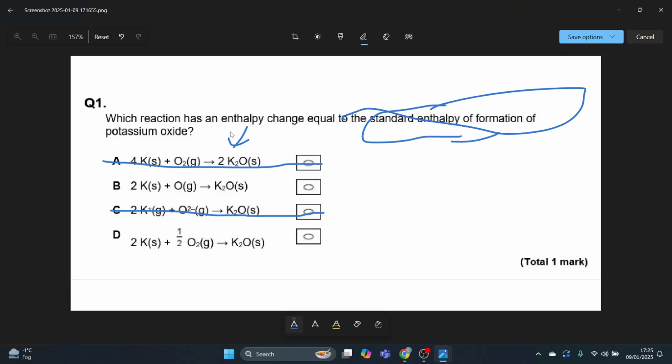Is that 1 mole? No, that's 2. So it can't be A. It can't be C because it's got a positive or negative charge. That's ions. We're not working with ions, we're working with elements in their standard states. So that leaves B or D. Well, B should be O2 or half O2, and therefore the answer is D, because B is wrong.